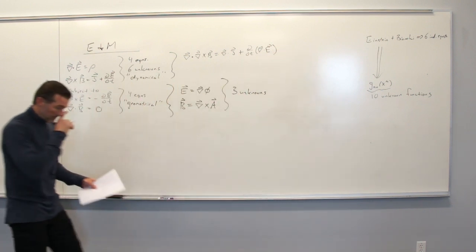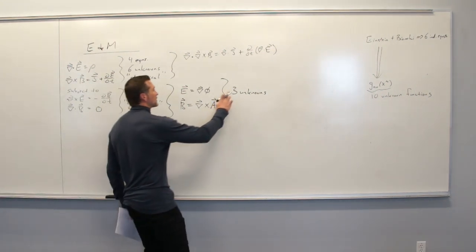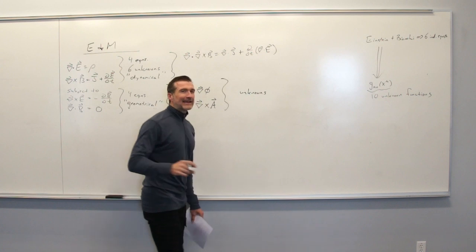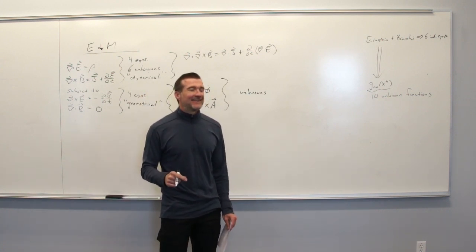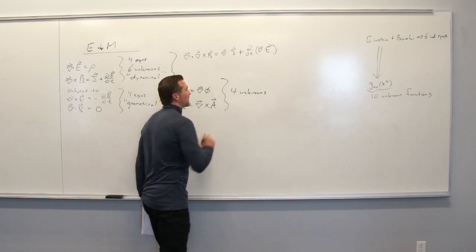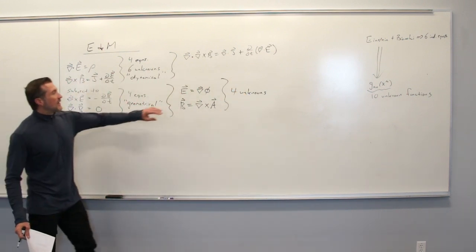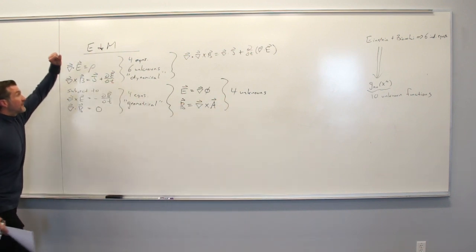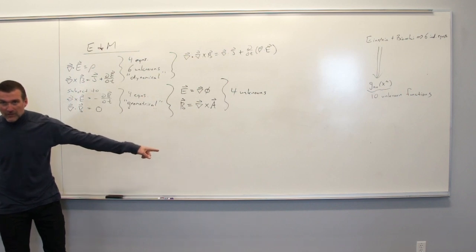Okay, Alex, yeah. How is that only 3 unknowns? Don't you have phi and then 3 components of A? Oh, sorry. You're totally right. And I was actually getting secretly nervous because I was like, shoot, that counting is off. You're right. It's 4 unknowns. Thank you for that. So you have 4 unknowns, 4 equations. Things look great. But now I'm going to show you a problem.